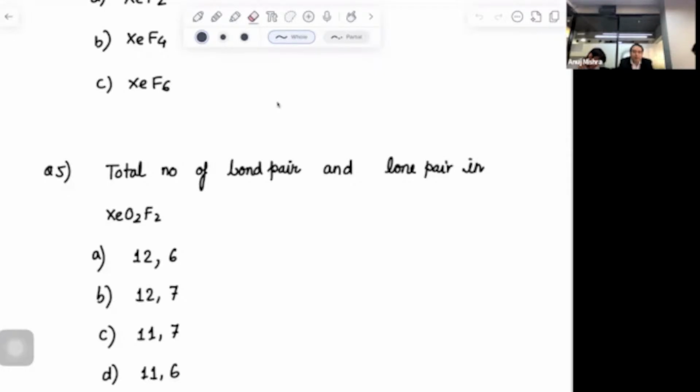XeO2F2: Xe double bond O, one fluorine, one more fluorine, 1, 2, 3, 4, 5, 6, and one lone pair on Xe sitting there, right? So you're counting this as a bond pair? Yes, a bond pair. See, a pair of electrons forming a bond is a bond pair. A pair of electrons sitting idle is called a lone pair. Okay, so what's the answer? So shouldn't it be the other way? How many? XeO2F2.